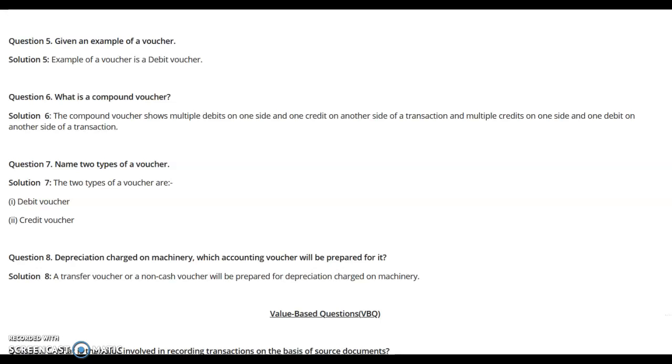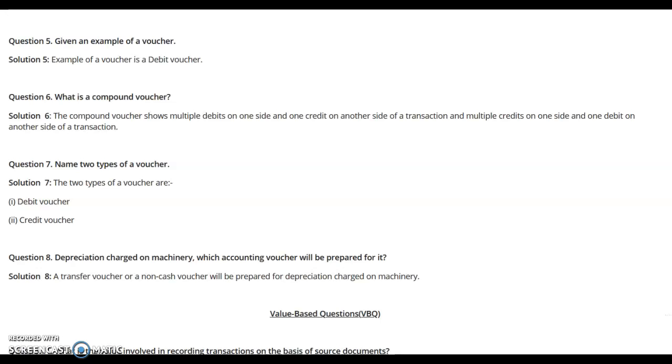What are the different types of voucher? As I have already shared with you, there may be a debit voucher, credit voucher, or transfer voucher. A debit voucher is used when you debit someone. A credit voucher is used when you give credit to someone.